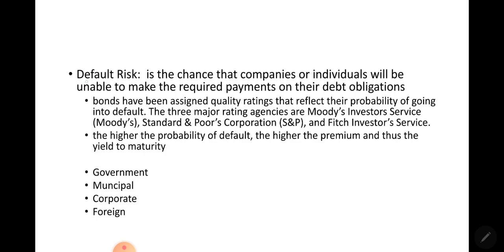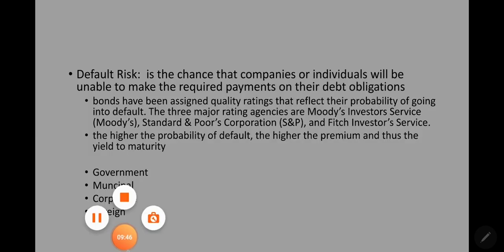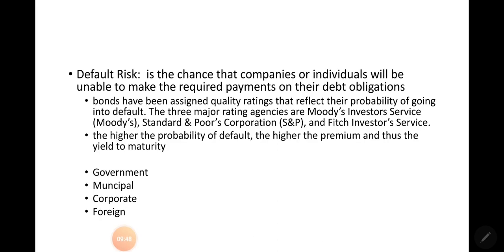Moving ahead, the last type of risk is default risk. It is the chance that companies or individuals will be unable to make the required payments on their debt obligations. Default risk is simply that the other party, the corporation in this case, is unable to make payments. So default risk is the risk that the other party is unable to meet their obligations. So in this case, the corporation is unable to make the payments that they had promised, which means they might default on the interest payments and they might not return you the par value.